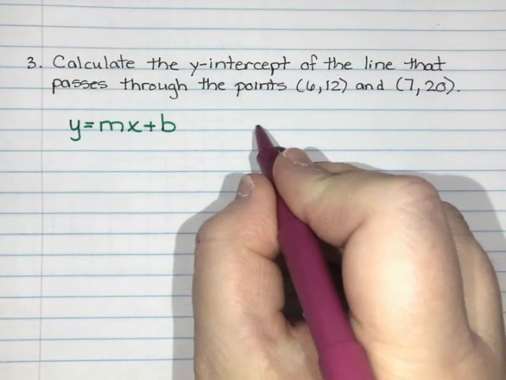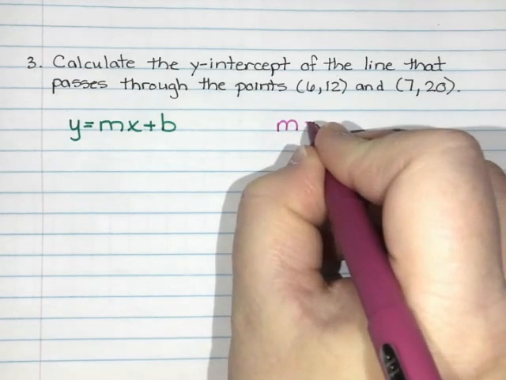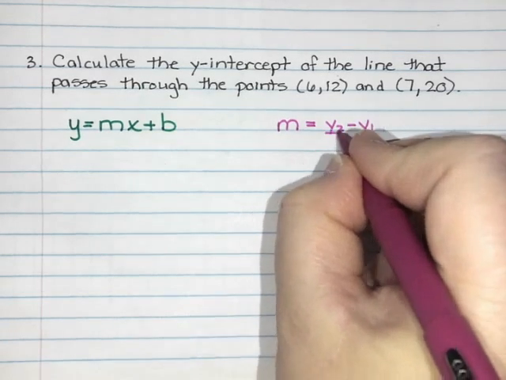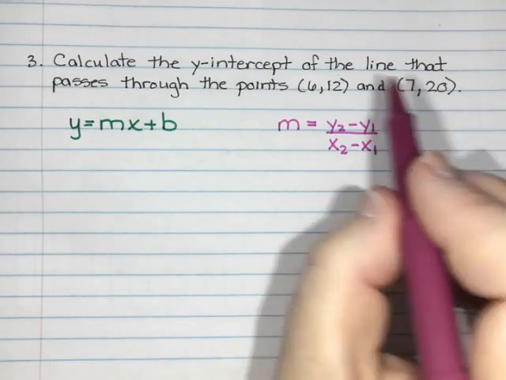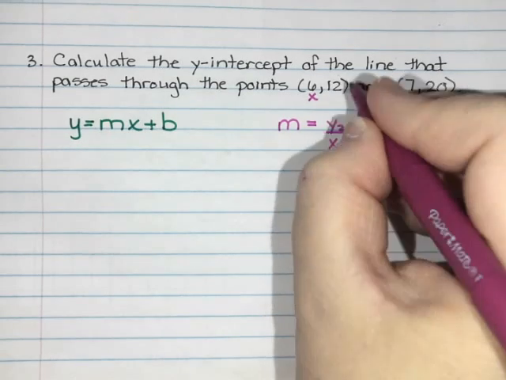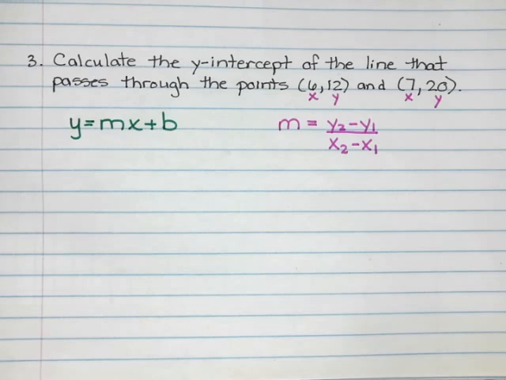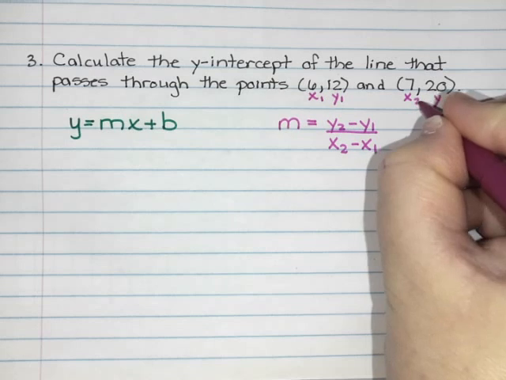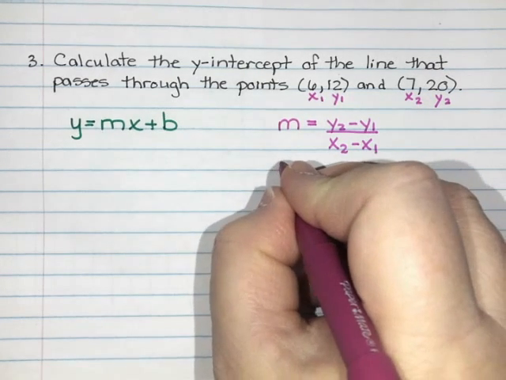So I'm going to come over here to the side, and I'm going to write down the formula that we learned for slope. Slope is y2 minus y1 over x2 minus x1. Now, every point has an x, and every point has a y. And then you have to choose which one you want to be point 1 and which one you want to be point 2. So I'm going to sub those numbers into this equation.